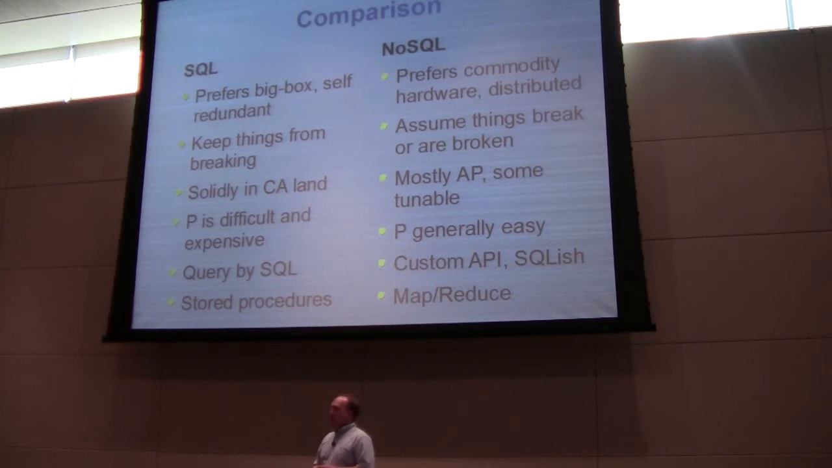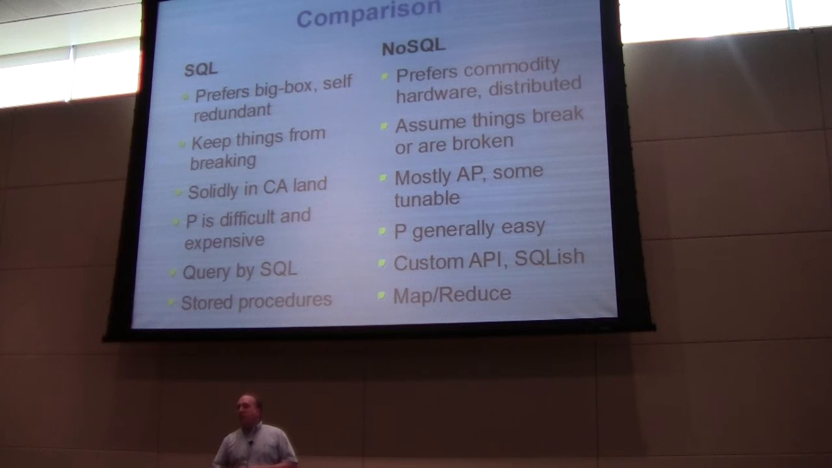On the opposite side is, well, instead of having these big expensive boxes that are self-redundant, because I don't want that box to go down, I'm just going to go down to Walmart and pick up the cheapest bunch of things that I can. I'm going to wire all these things together, and then I'm going to build the tolerance into my software so that if I lose nodes, I don't care. If they blow up, I'm good.